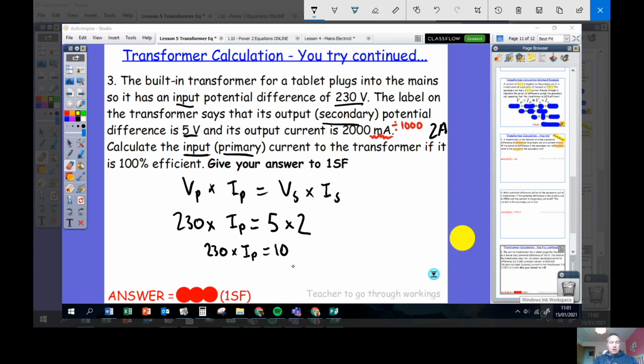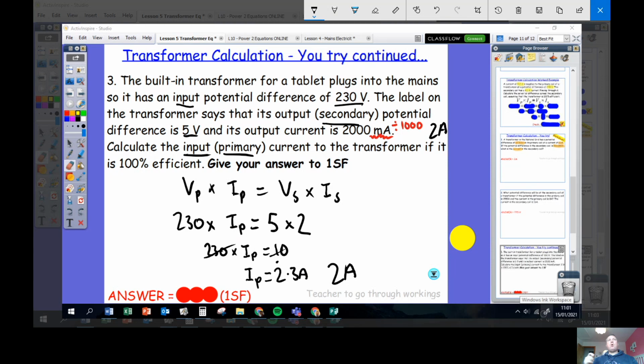So I'm just going to find the primary current by dividing both sides by 230. So my primary current equals 2.3 amps. But it does say give your answer to one significant figure. So my one significant figure would just be 2 amps. So there you go. That's how we use our transformers equation to solve these questions.